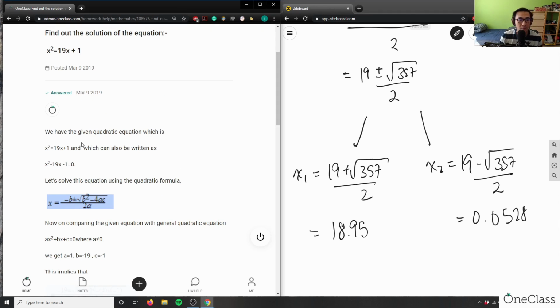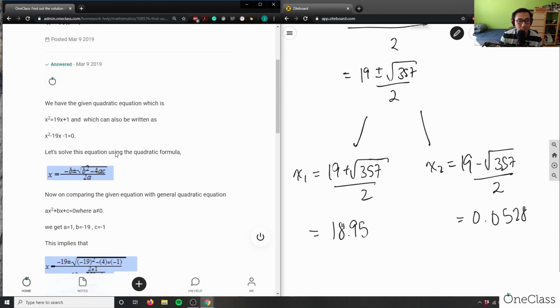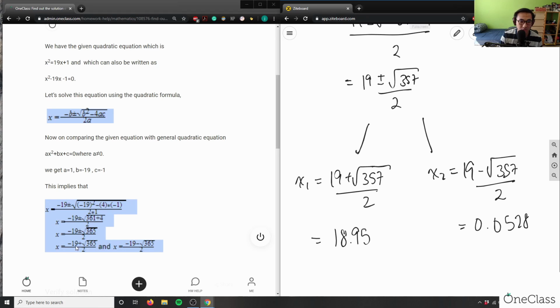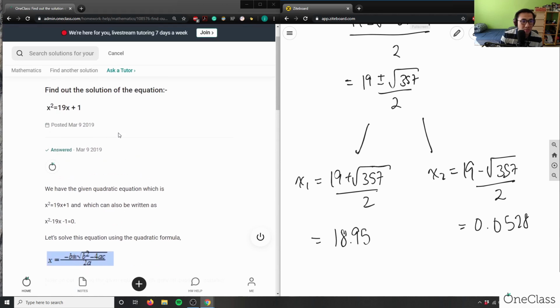And again, what they did was they also used the quadratic formula or quadratic equation to solve for these problems here. So they solved this problem here. It says they also use x equals negative b plus or minus the square root of b squared minus 4ac all over 2a. That's great. So now they just subbed in their numbers here. So they have negative 19 plus or minus. Is this positive 19?